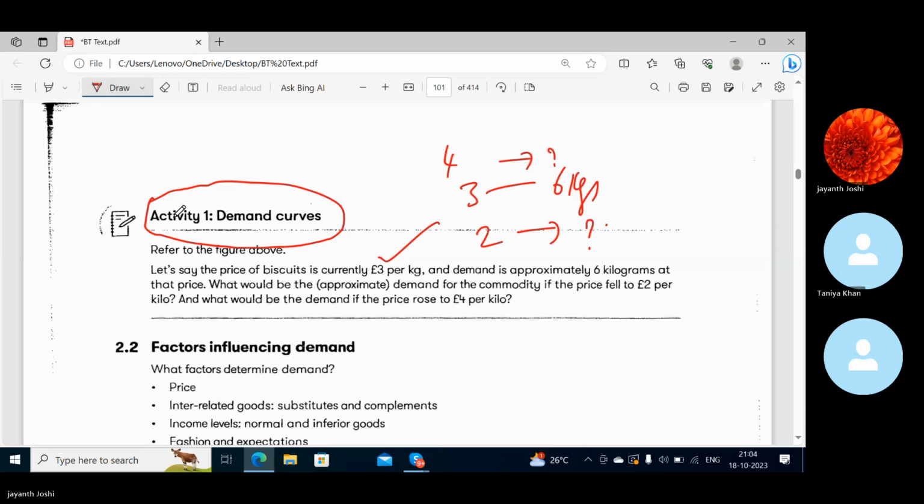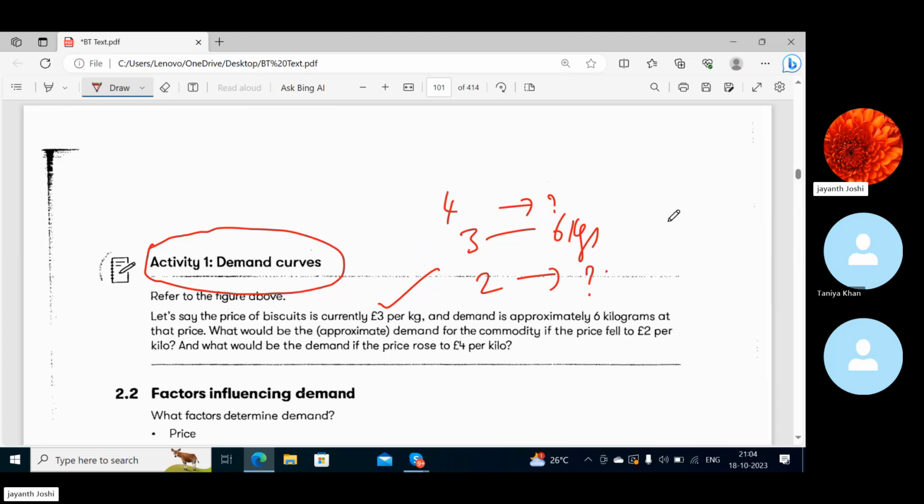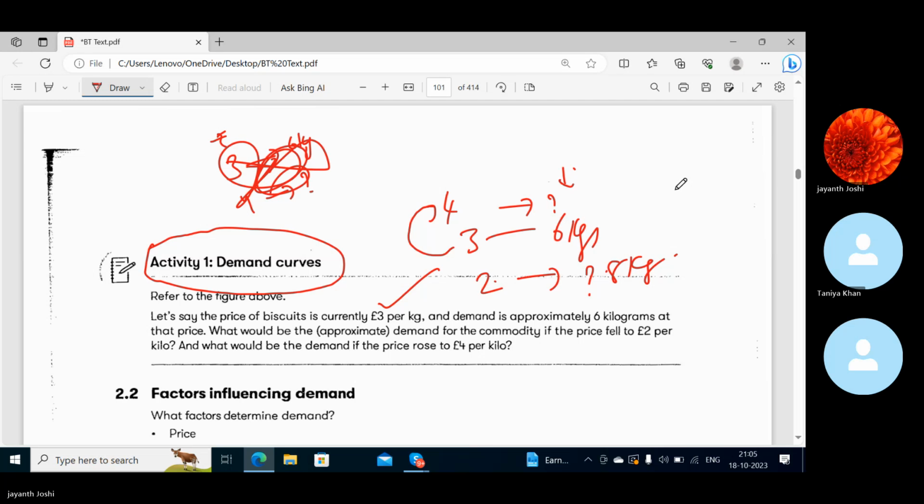8 kgs, sir. See, for 3 rupees, 6 kgs, right? For 4 rupees, how much? You can cross multiply, right? But how? If the price has increased, the demand should go down. How is it possible? I can imagine for 2 rupees, the demand would be more. 8 kgs can be taken, correct? Yes, sir. For 4 rupees, the demand would be less. How can you calculate?